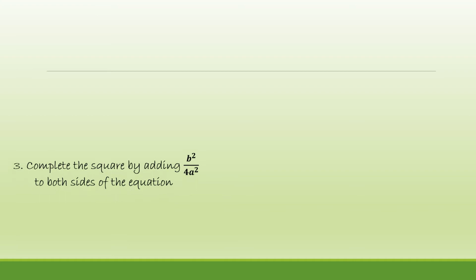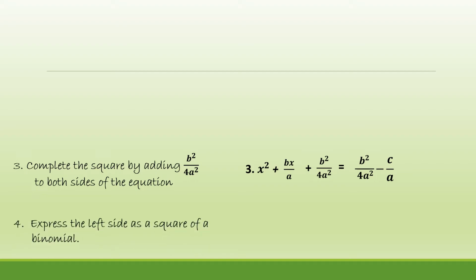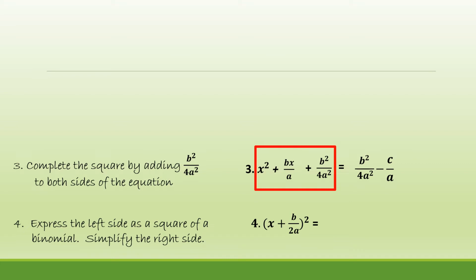Step 3. Complete the square by adding b squared over 4a squared to both sides of the equation. Our equation would become x squared plus bx over a plus b squared over 4a squared is equal to b squared over 4a squared minus c over a. Step 4. Express the left side as the square of a binomial. So the left side would become quantity x plus b over 2a, squared. Then we simplify the right side.